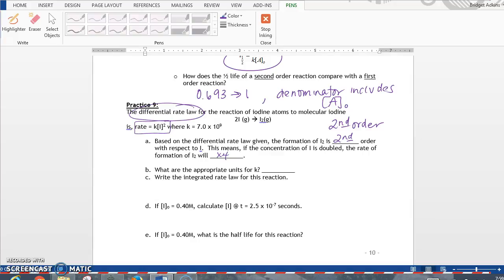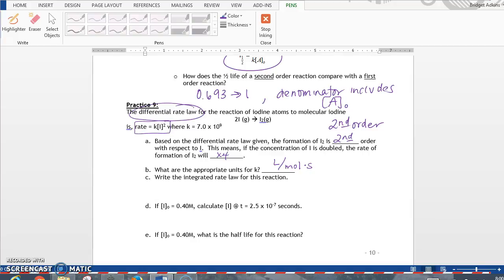Then they gave us the value of k, but they certainly didn't give us the units. So they asked, what are the appropriate units for k? Remember that it's always inverse molarity, and then time in the denominator, and it's to 1 less than the order. So inverse molarity would be liters per mole, both raised to the 1, because that's 1 less than 2, and then times seconds or some other time.